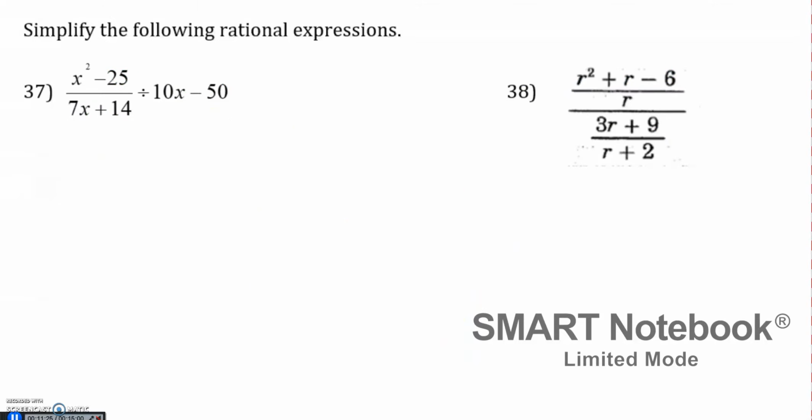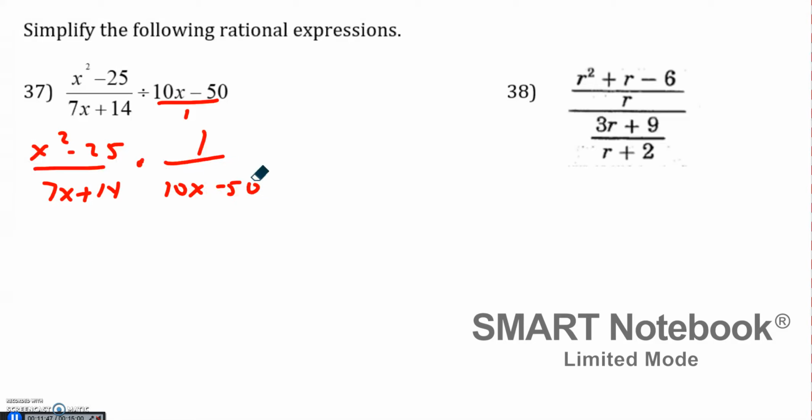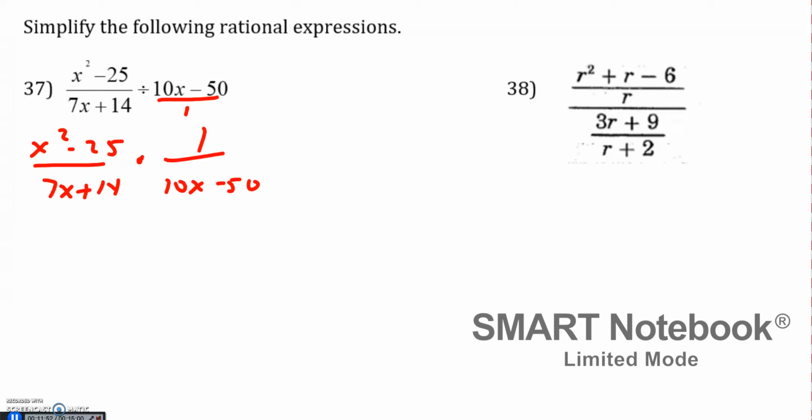37 and 38 are the same idea, except the formatting is a little different. For 37, you are still taking a fraction divided by a fraction, but this doesn't look like a fraction until I write it as over 1. So what I'm going to do is rewrite the problem as a multiplication problem times 1 over 10x minus 50. And then again, I see plus or minus signs, not in parentheses, so let's do some factoring.